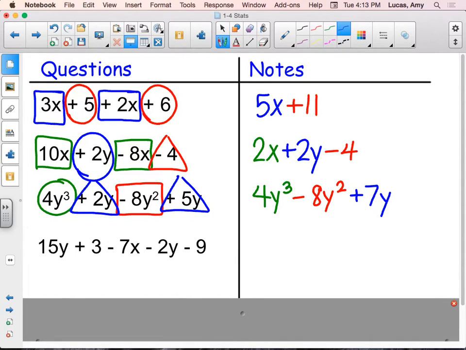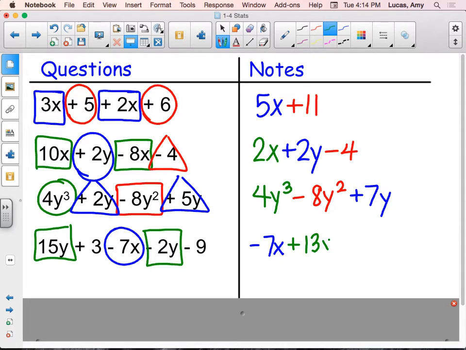Okay, the last one of these, I'll start with x, alphabetical order. So negative 7x is my first term. It doesn't have any like terms. Then positive 15y combined with negative 2y. So that would be positive 13y, 15 minus 2.